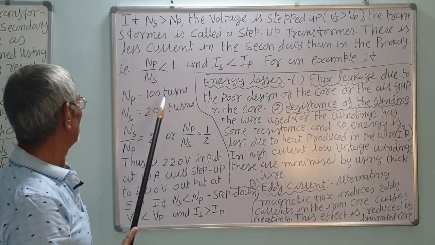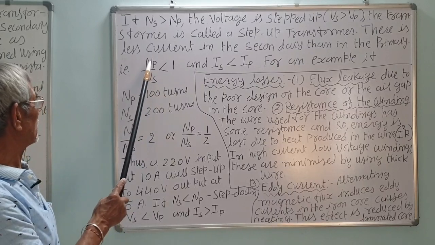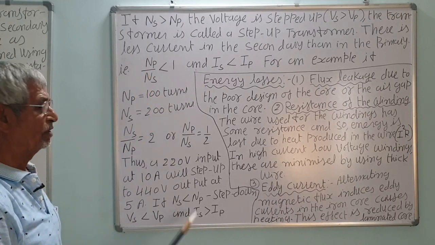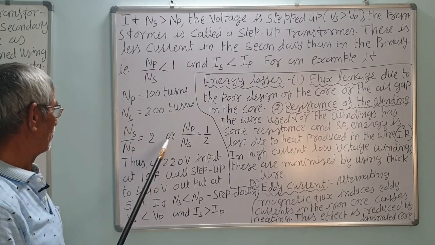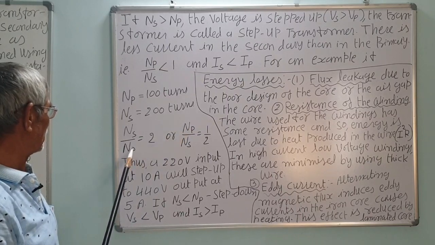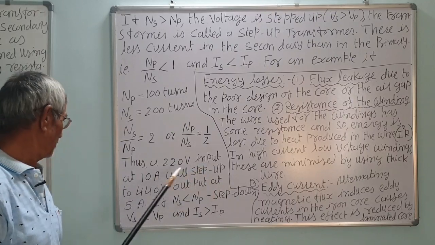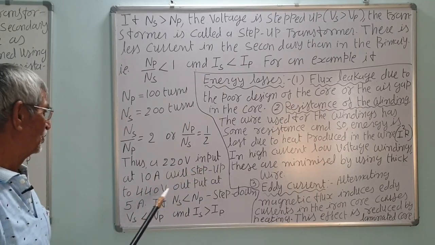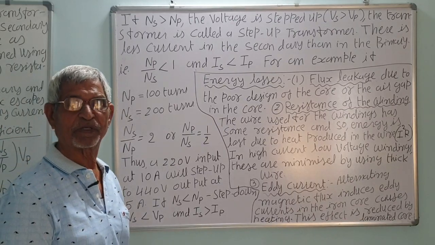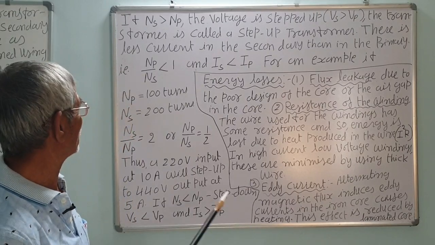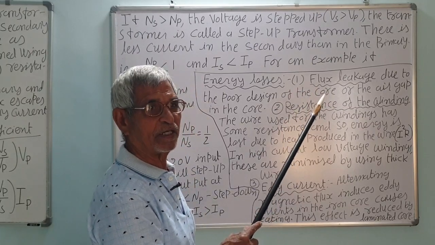Let us see an example. If Np is equal to 100 turns, the primary is 100 turns and the secondary has 200 turns, so the secondary voltage will be double, that is, Ns upon Np is 2. Or the reverse ratio, Np upon Ns, will be half. Thus, if a 220 volt input at 10 ampere is stepped up, the voltage will be 440, and the current will be half, that is, instead of 10 ampere it will be 5 ampere. Correct?